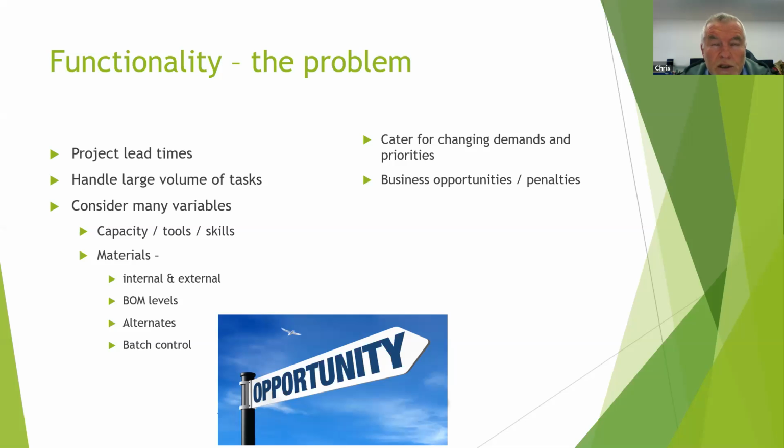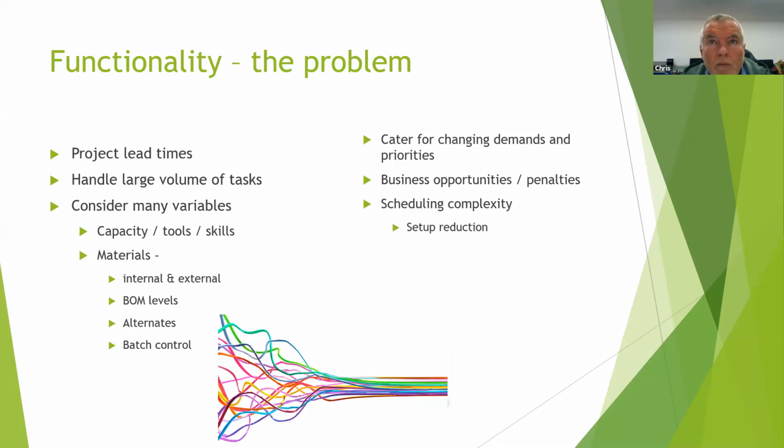Arrive, the person says that my supplier can't do this, I need it urgently, can you do it? And so the business opportunities arrive, or penalties get placed on us for late delivery, and we need to cater for them. We have lots of scheduling complexity, which overwhelms the ability of a scheduler or a human or even simple systems to manage all the complexity and optimize setup reduction and so on.